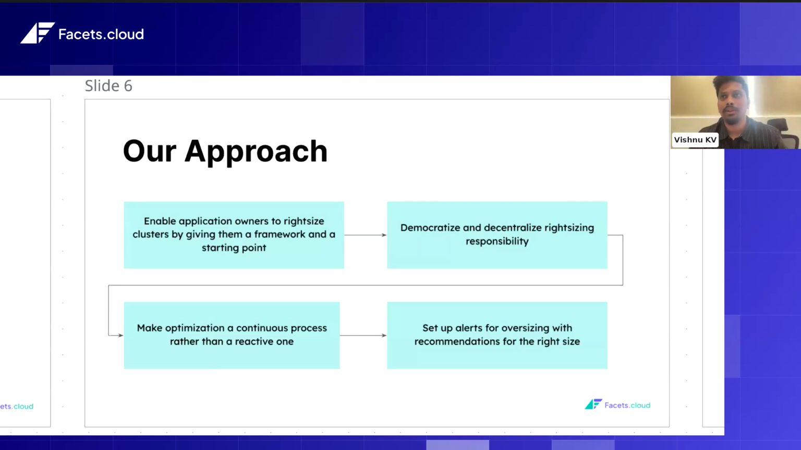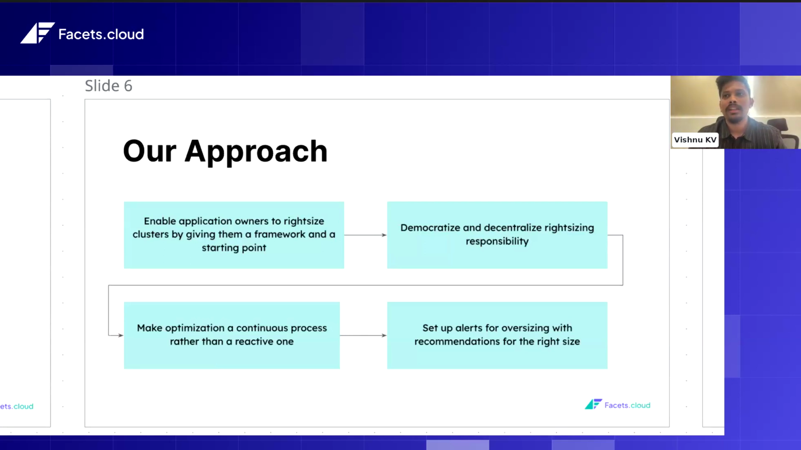And as I told you, since we don't want a reactive process, we want a more continuous process, where there is a feedback loop over and over again, saying, hey, something is wrong with your cluster, some sizing is wrong with your cluster. So how are we supposed to do that? We can do that with alerts. We can set up alerts for the oversizing part, so that maybe in their Slack channels or in their processes, alerts are fired saying that the sizes are overshot, right?